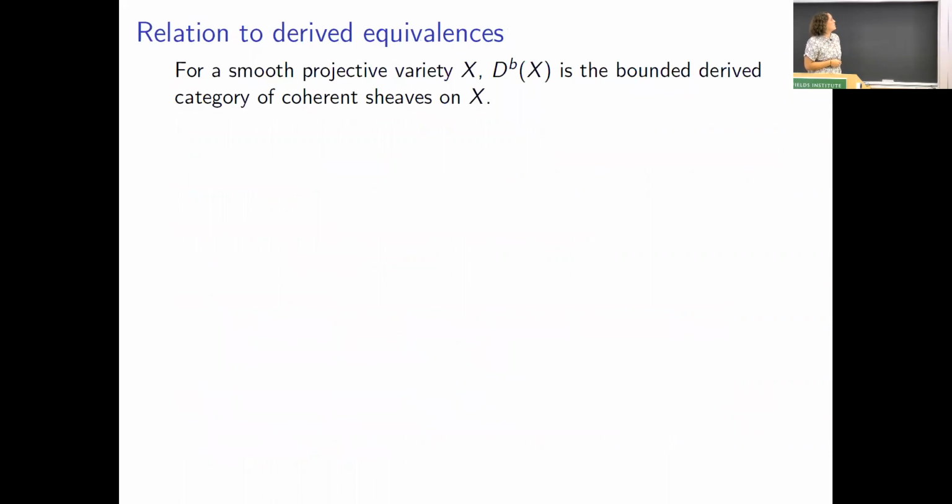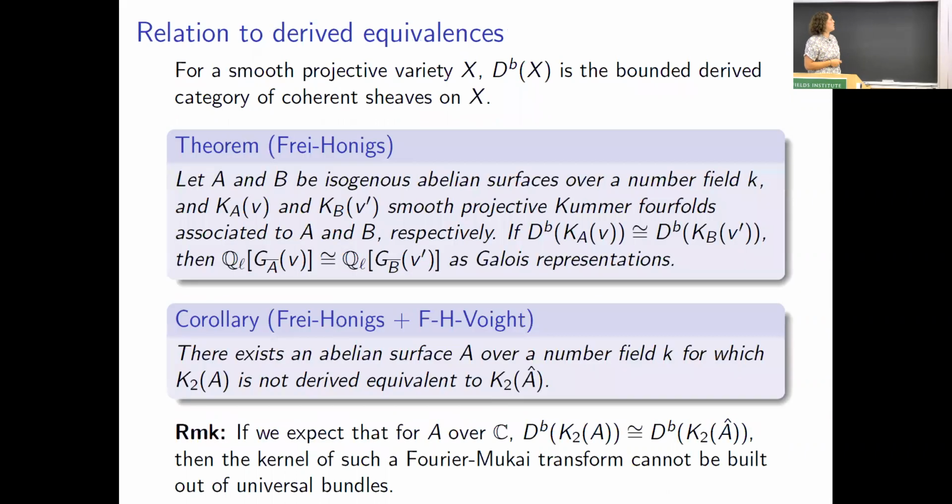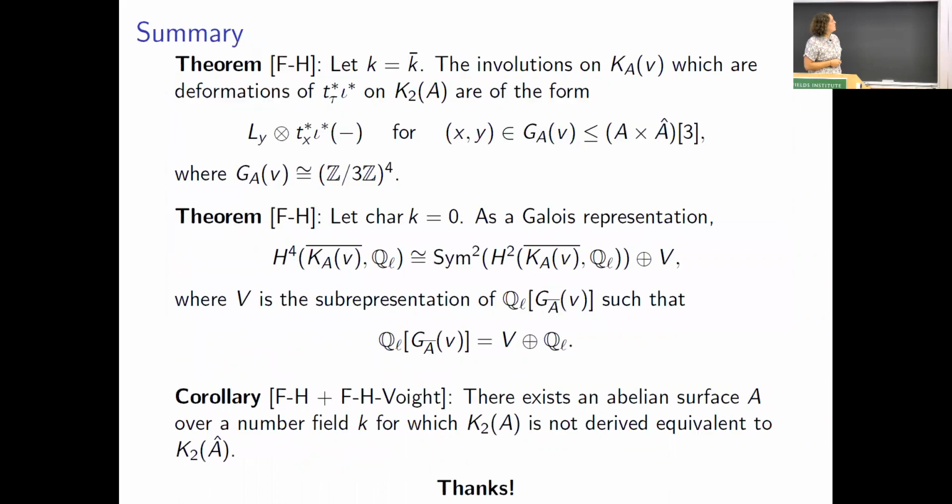So this has some nice implications in terms of studying the derived category, but maybe I'll skip to the summary, which is that from understanding the cohomology, we can show that there's an abelian surface over a number field for which the standard generalized Kummer fourfold is not actually derived equivalent to the Kummer fourfold for the dual abelian surface.